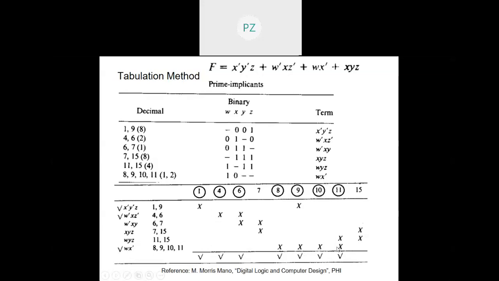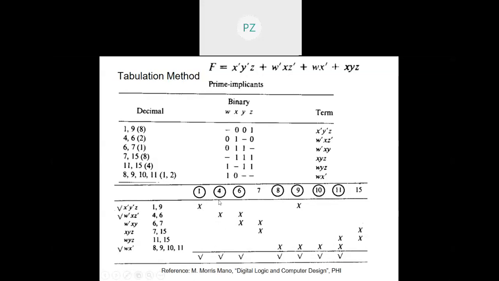Right? Now from here, if I see column wise, I see that min term 1 is covered by only x dash y dash z. That is why it becomes an essential prime implicant. If I don't include it, it is not going to give me a complete function because M1 will be left out. So that is why this becomes an essential prime implicant, and I'll place a tick mark here.